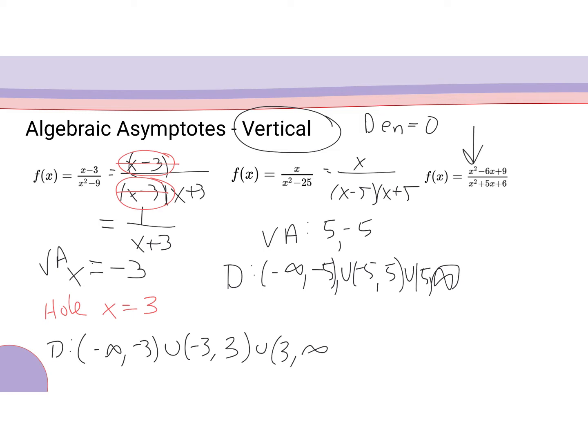So why don't you try factoring this last one and see if you can identify your vertical asymptotes and the corresponding domain. And I'll return back with my answer. So try to pause the video now and see if you can get it.